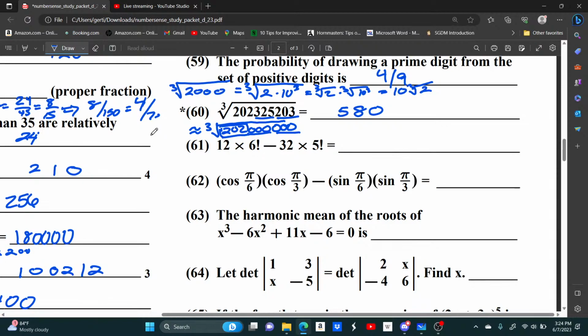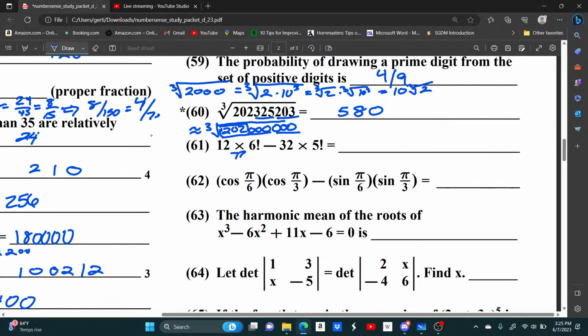12 times 6 factorial minus 32 times 5 factorial equals what? Okay. So what I'm probably going to do is, we have 12 times 6 factorial. What I can do is move this 6 over, and what I mean by that is something like this. Those are equivalent, right? 6 factorial is the same as 6 times 5 times 4 times 3 times 2 times 1. So if I do this, that gives me 72 times 5 factorial.